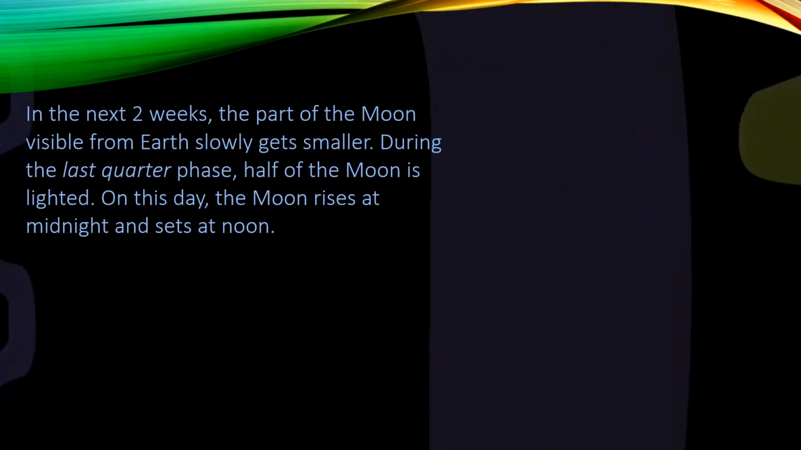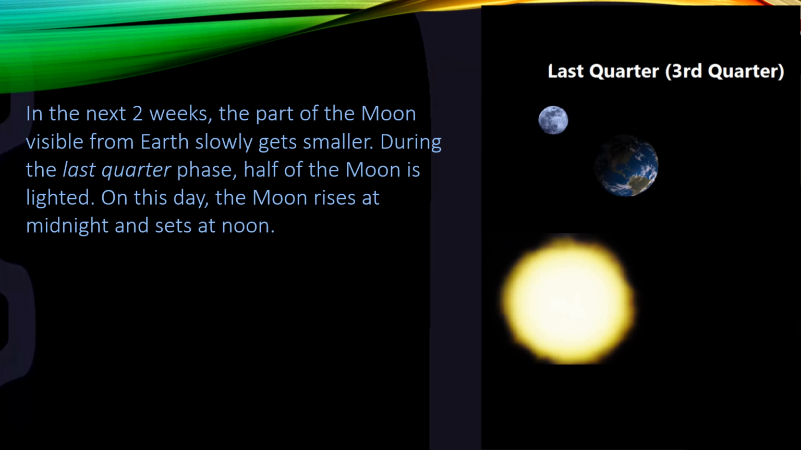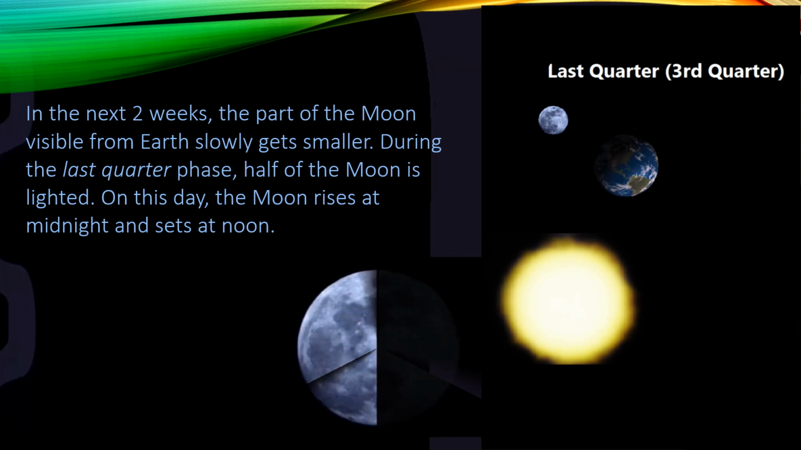In the next 2 weeks, the part of the moon visible from Earth is slowly getting smaller. This is called the last quarter phase. In this case, the moon rises at midnight and sets at noon. This is the reverse of the waxing phase. As you see, it has traveled the reverse of the waxing first quarter. It travels one-fourth in its position around Earth. And as you see, the moon turns smaller, and it looks like an inverted V.